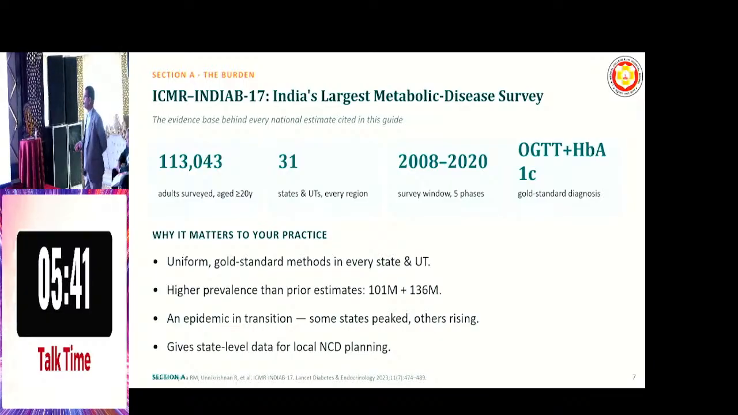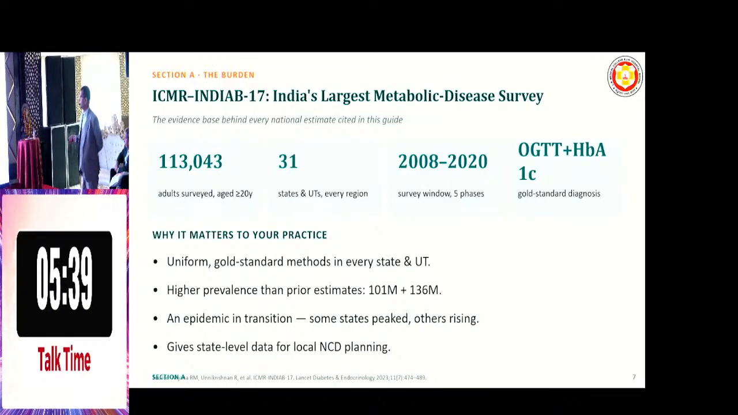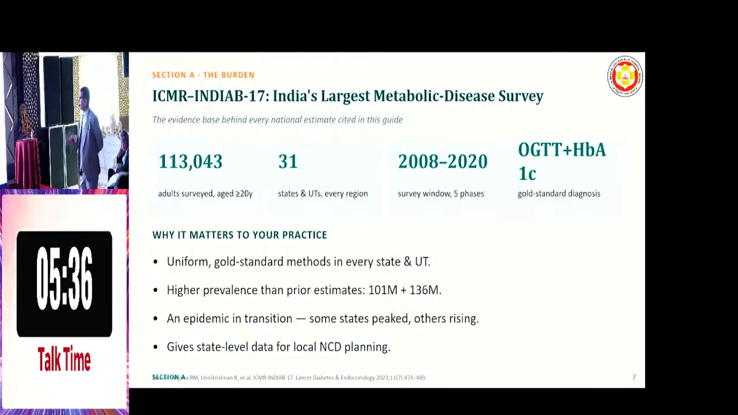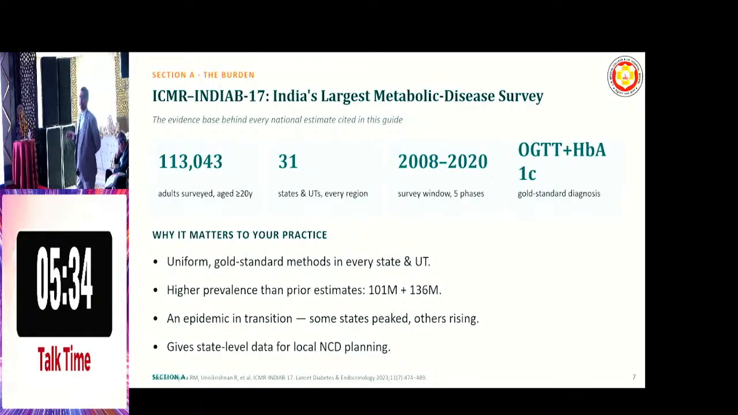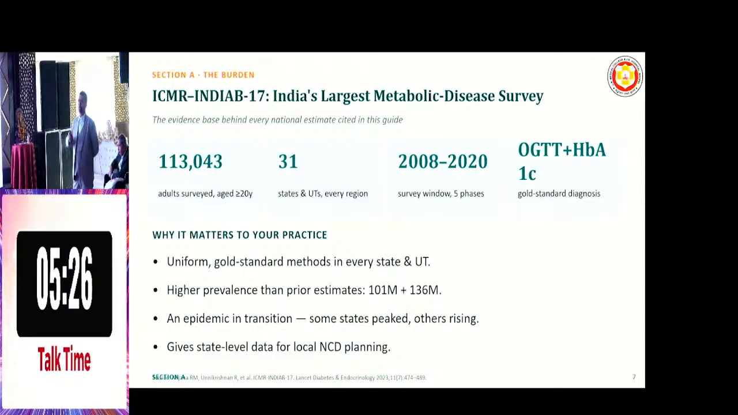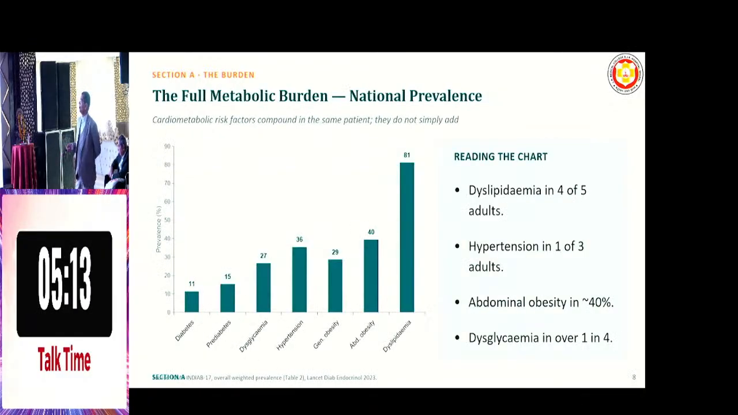So this is the ICMR in-depth study. I hope most of you must be aware. This was an adult survey, of people more than 20 years of age, held in 31 states and UTs, from 2008 to 2020, in 5 phases, funded by ICMR, and it used a robust tool, OGTT and HbA1c, the gold standard diagnosis. It tells that a uniform gold standard method has been employed, and the prevalence has been recently discussed by me, and the full metabolic burden is not limited to diabetes alone. 10 crore people are not only diabetic, 35 crore also have hypertension.